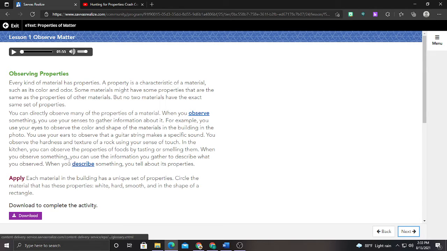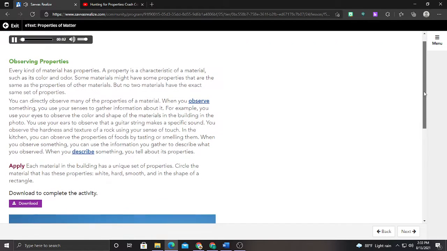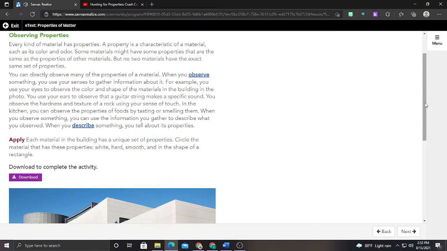Here, as you can see, we have one of our vocabulary words, and then we have our academic vocabulary word. Pay attention. Observing properties. Every kind of material has properties. A property is a characteristic of a material, such as its color and odor. Some materials might have some properties that are the same as the properties of other materials. But no two materials have the exact same set of properties.